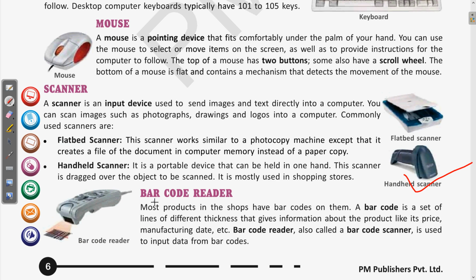And barcode reader we have seen in the diagram also. Barcode reader is the input device which is used for scanning the barcodes, as they are present on the back side of different items. You can also see them on the books and the notebooks which you have. Clear? So this was very easy also.